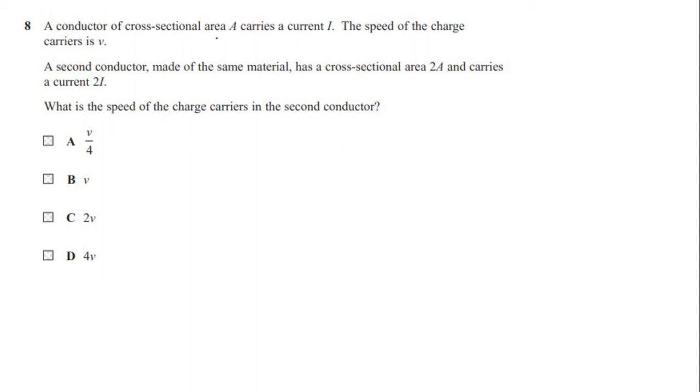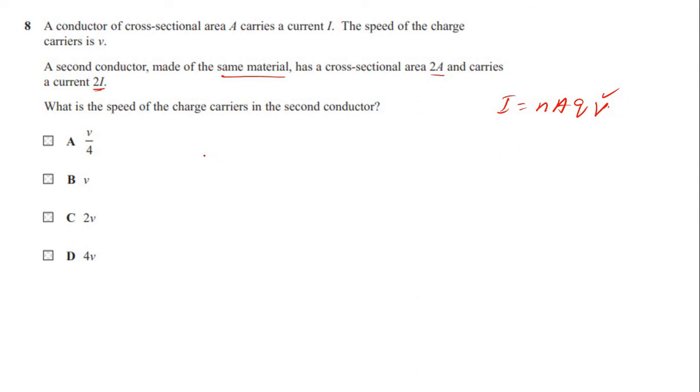A conductor of cross-sectional area A carries a current I. The speed of the charge carriers is v. A second conductor made of the same material has a cross-sectional area 2A and carries a current 2I. What is the speed of the charge carriers in the second conductor? This is all about the transport equation: I equals nAqv, and you need to find the relation for drift velocity.